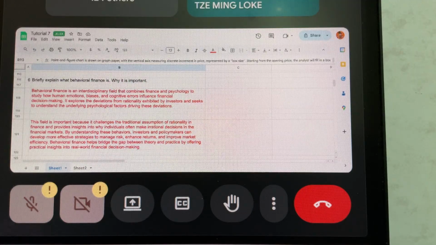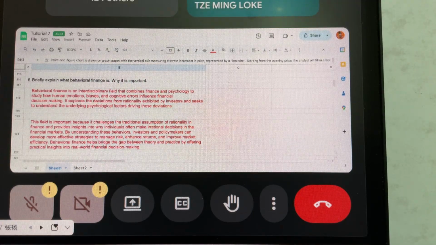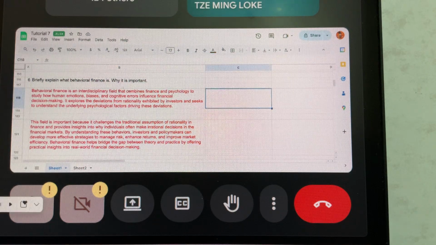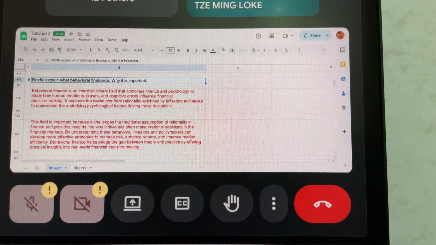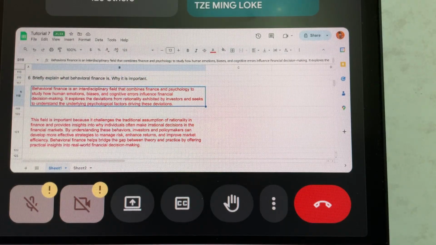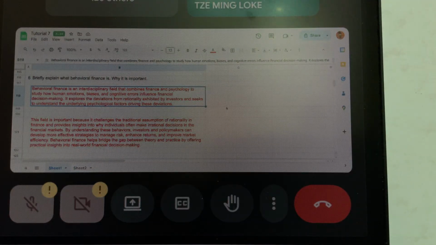So psychologists came around and said, okay, other than looking at the theory, you must also look at the psychology of the investors. So the study of that is known as behavioral finance. So briefly explain what behavioral finance is and why it is important. Okay, so there are 2 questions here, a 2-part question. So the first part is to... basically, when you have a 2-part question, answer in two different paragraphs.